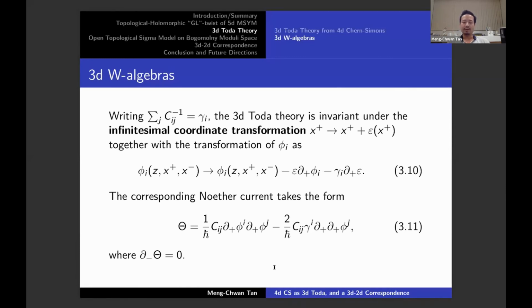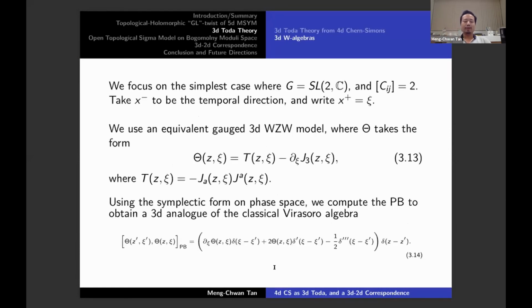So what we're going to show now is that you have a 3-dimensional W algebra coming up from this 3-dimensional Toda theory. Let's go to the simplest case of G equals SL2C, where the Cartan matrix is just a 1-by-1 matrix, and the value is 2. Then we choose x minus to be a temporal direction, and write x plus to be zeta. And then we could use an equivalent gauged 3D WZW model. This equivalent model is actually a 3-dimensional version of the Drinfeld-Sokolov reduction in 2 dimensions, where you gauge a WZW model and you get a stress tensor for the Toda theory. So it's the same thing here.